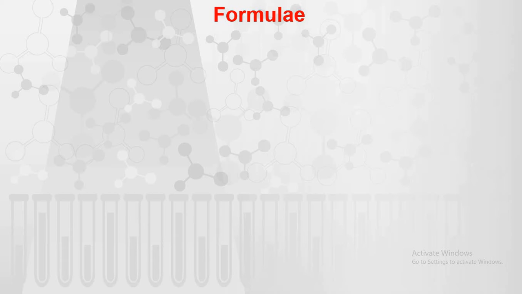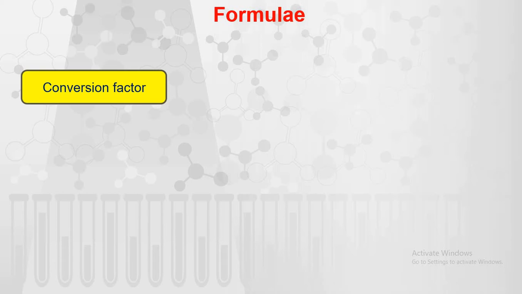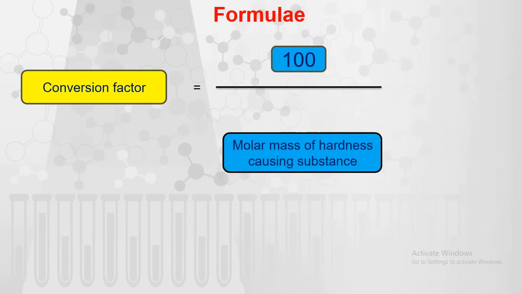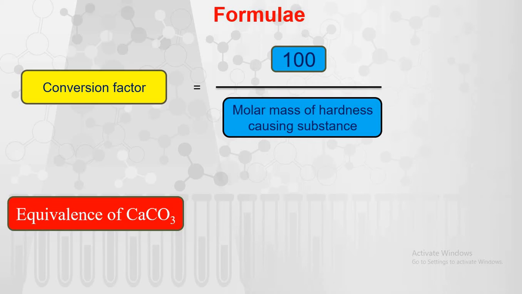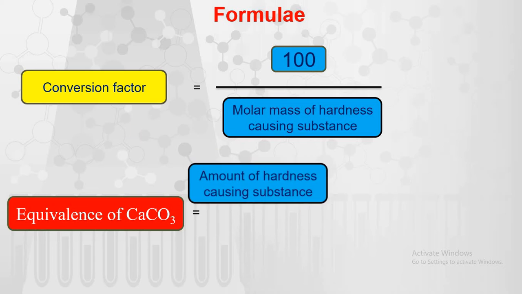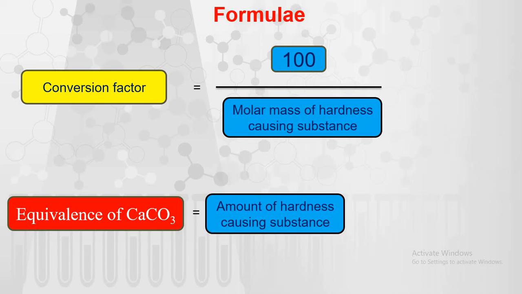There are two formulas we are using in this simple calculation method. One is the conversion factor, which is 100 divided by the molecular mass or molar mass of the hardness causing substance. Then the second formula is the equivalence of CaCO3, which you calculate by using the amount of hardness causing substance given in the problem multiplied by the conversion factor that we have calculated in the above formula.